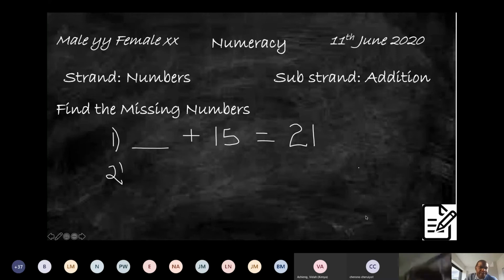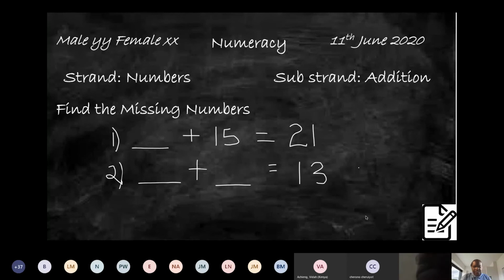is we have dash plus dash is equal to 13. Dash plus dash is equal to 13. Write your answers in the chat.